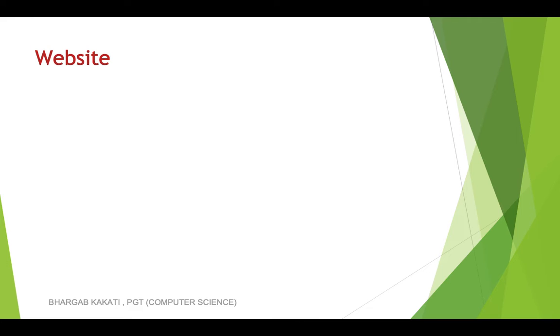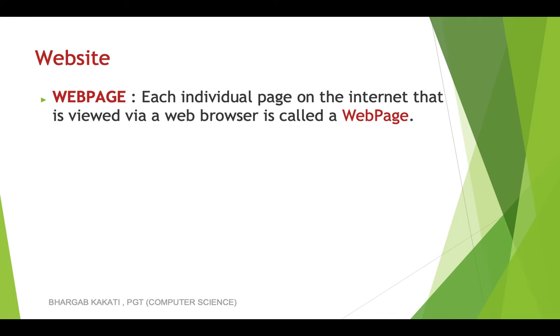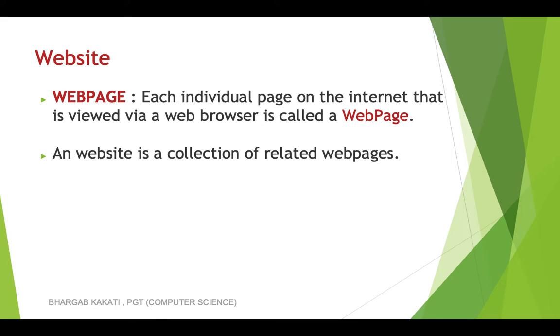Next, let's go to website. But before going to website, we need to know about a term known as web page. What is web page? Each individual page on the internet that is viewed via a web browser is called a web page. Now, whatever pages we are browsing via a web browser, each individual page is known as a web page. Now, what is a website? If we have a collection of related web pages and I host it within a common domain, it is known as a website. So, in short form, we can say that a website is a collection of related web pages.